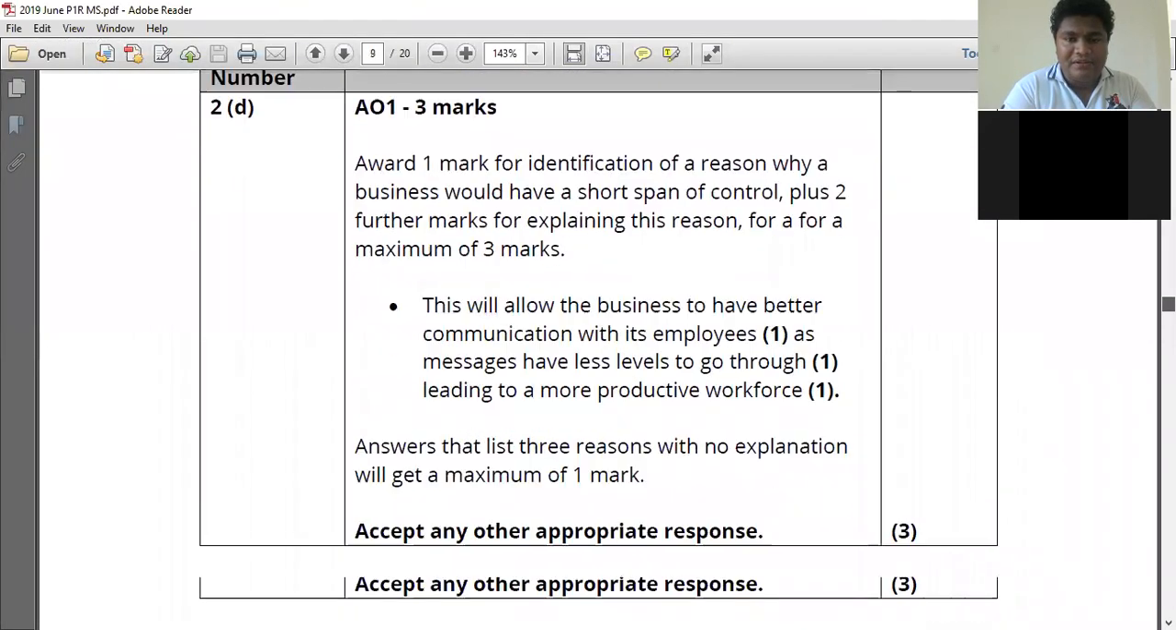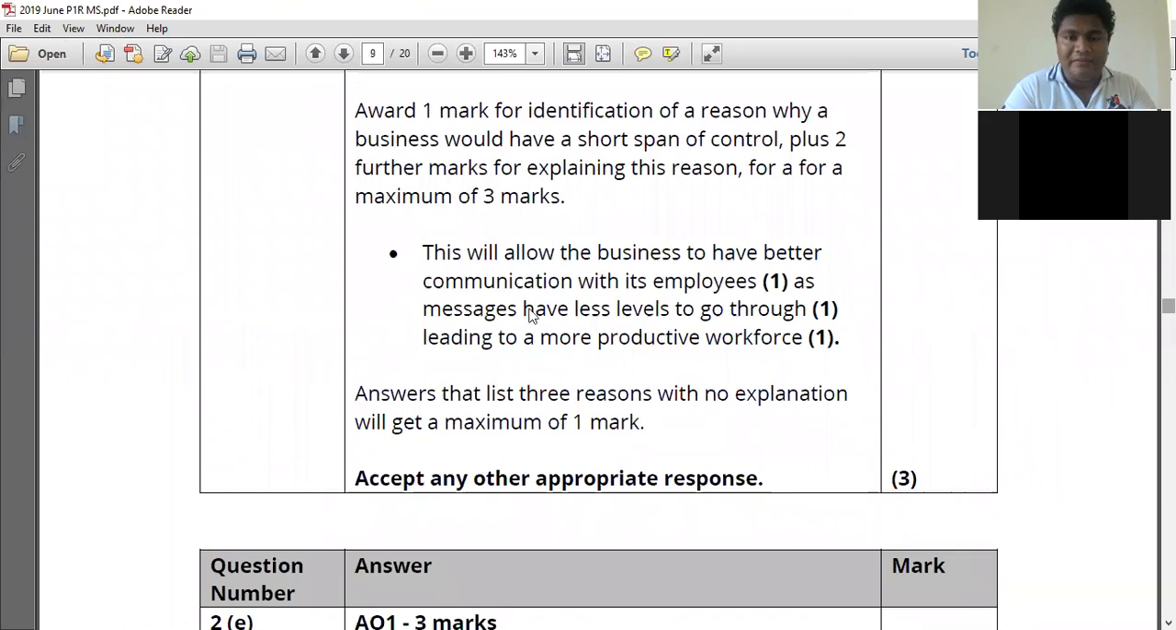Having a short span of control will allow the business to have better communication. As I told you, communication will be faster with employees, as the message has fewer levels to go through, and this leads to a more productive workforce. Explain that point, elaborate that point. As a result of good communication, the message will pass through fewer levels of the organization, which means staff and the workforce become more productive. Like that, you must have one point and be able to explain that answer.